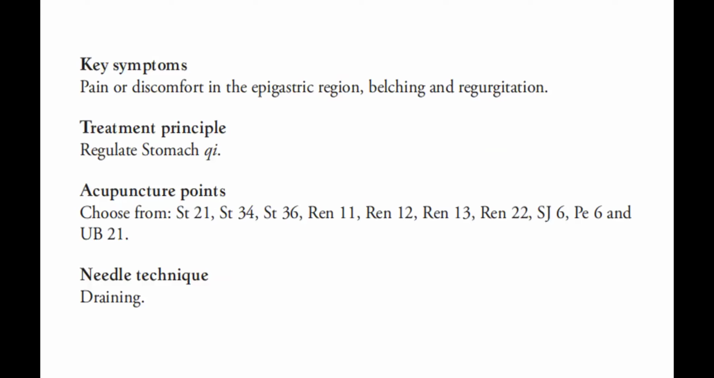For treatment principle, we regulate stomach chi. For our acupuncture points, we may choose from stomach 21, stomach 34, stomach 36, REN 11, REN 12, REN 13, REN 22, Sanjiao 6, pericardium 6, and bladder 21. And we can use the draining needle technique.